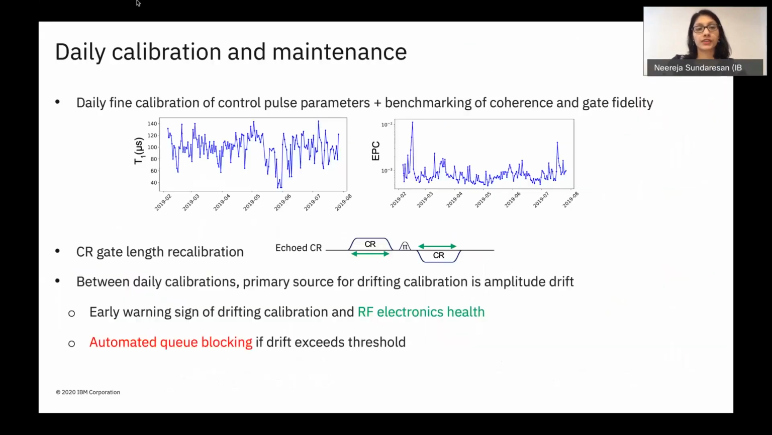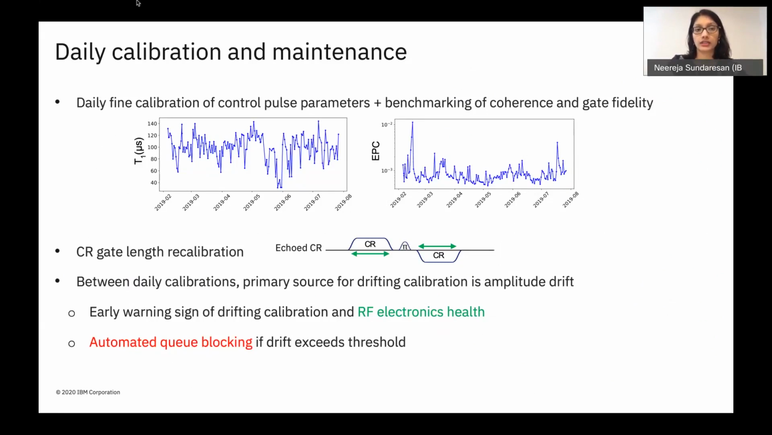So once we have completed that thorough 2-qubit gate calibration, we've tuned up single qubit gates, readout, reset. The next task is to maintain the quality of the calibrations through the lifetime of the deployed devices. For our devices and our electronics, we found that once daily fine calibration of control pulse parameters is sufficient. We benchmark daily to monitor the device performance, but also to try to correlate and learn from trends in gate fidelity, coherence, and other metrics.